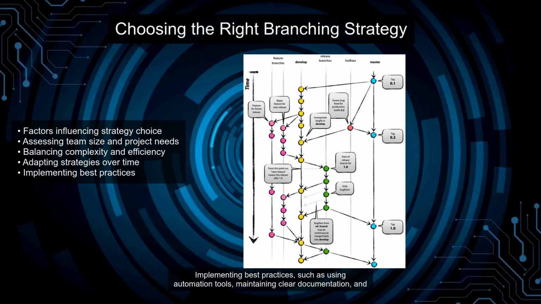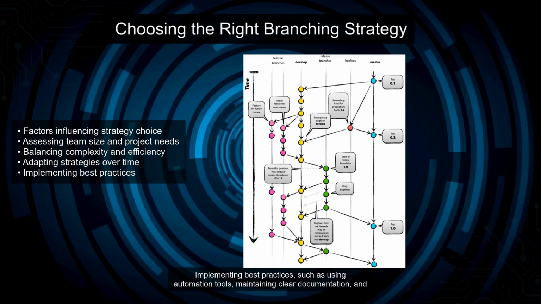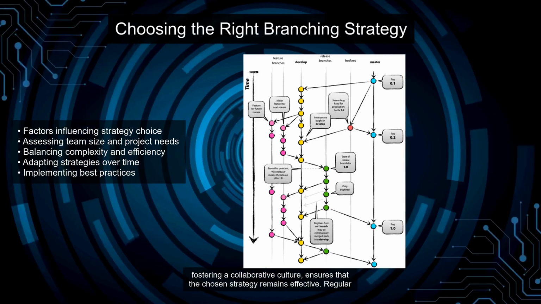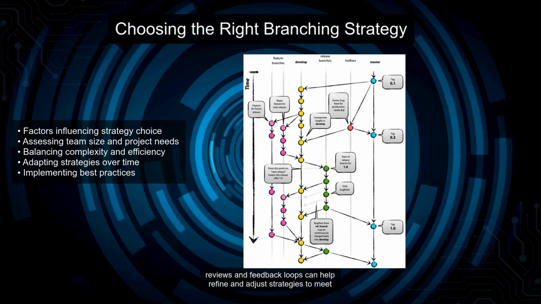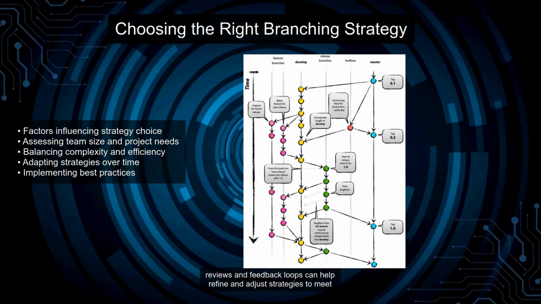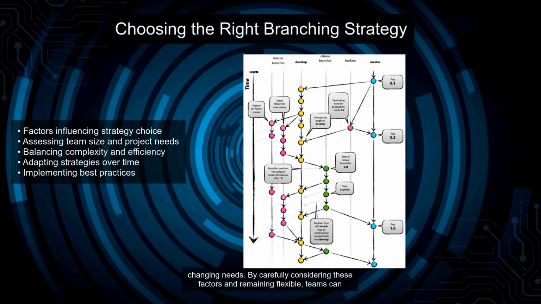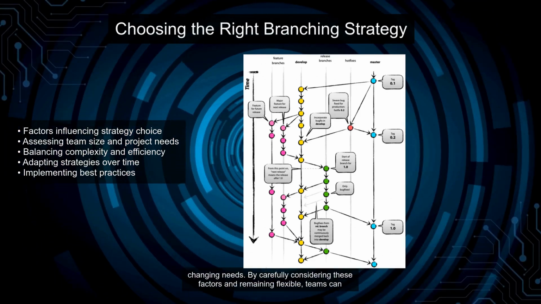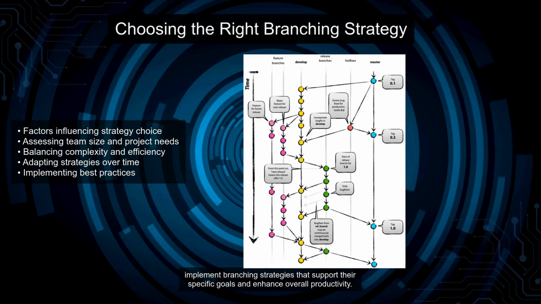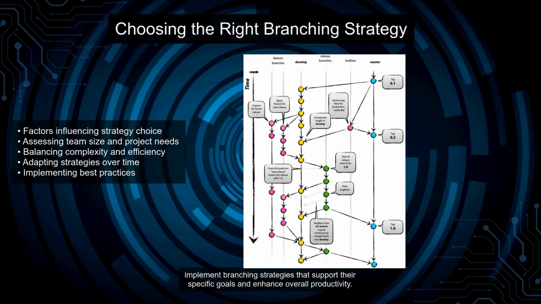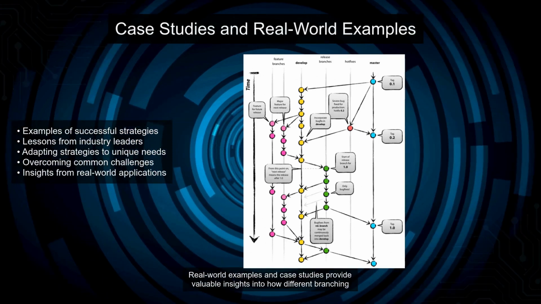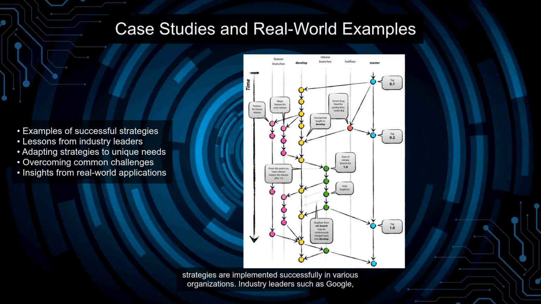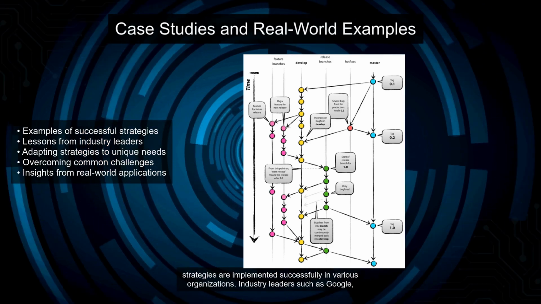Implementing best practices, such as using automation tools, maintaining clear documentation, and fostering a collaborative culture, ensures that the chosen strategy remains effective. Regular reviews and feedback loops can help refine and adjust strategies to meet changing needs. By carefully considering these factors and remaining flexible, teams can implement branching strategies that support their specific goals and enhance overall productivity.